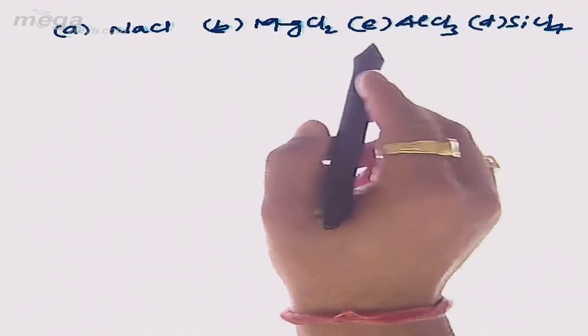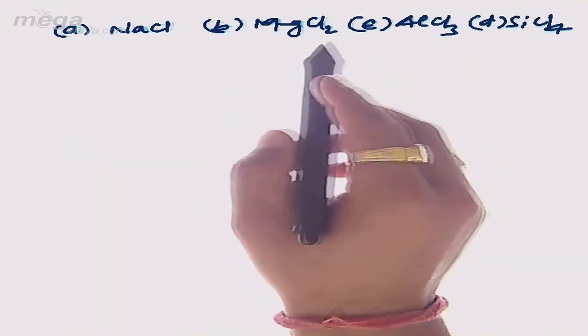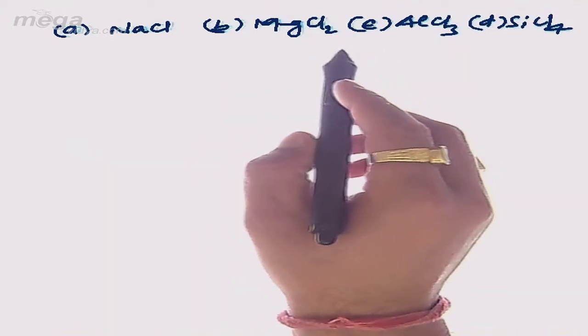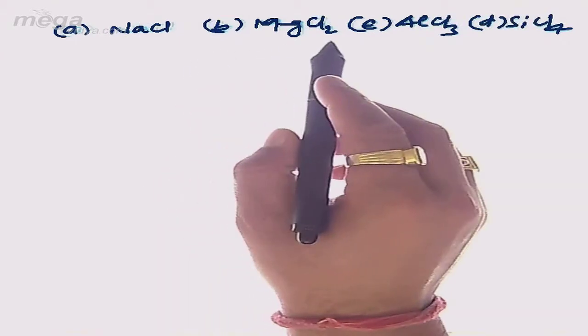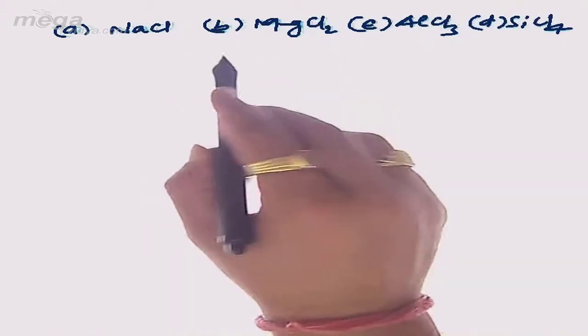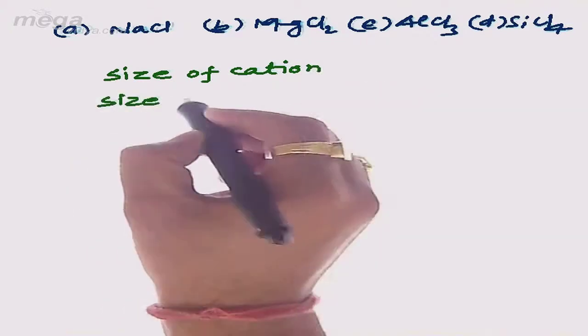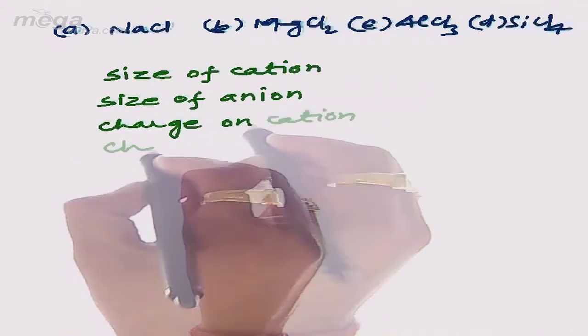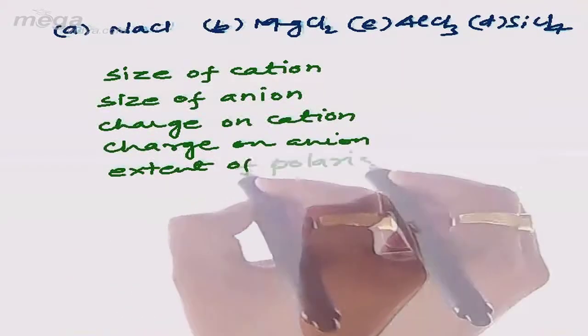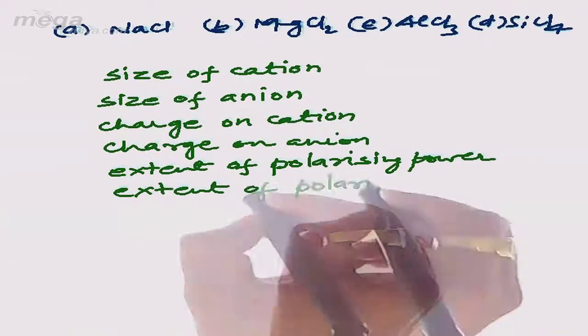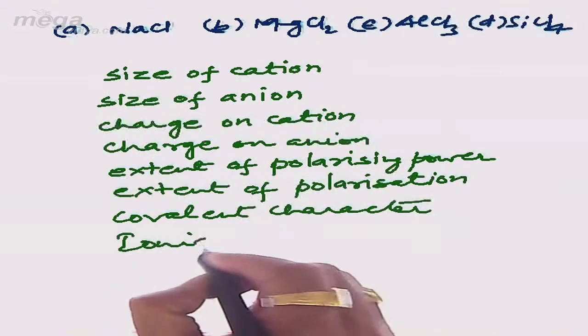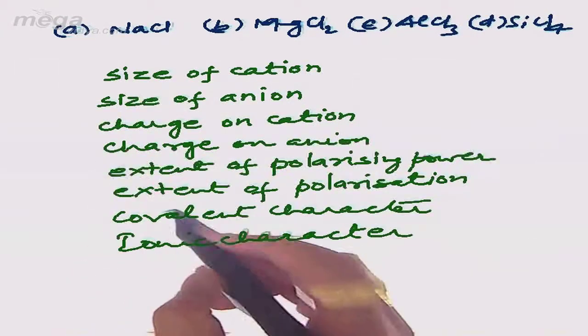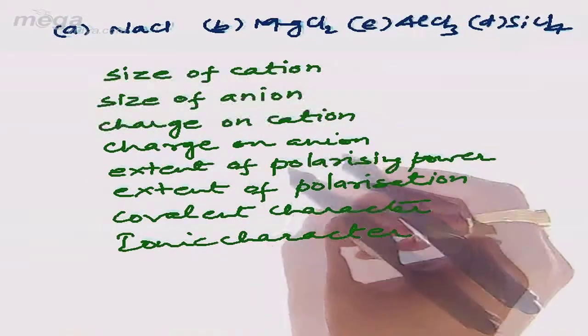As we discussed in the previous question, to compare the covalent character or the ionic character, we have to look into Fajans' rule, which is based on the cationic or the anionic size or on the cationic or the anionic charge. Now remember that Fajans' rule will depend on size of cation, size of anion, charge on cation, charge on anion, extent of polarizing power, extent of polarization, covalent character, and ionic character. Means we have to compare the covalent and the ionic character based on these certain points.